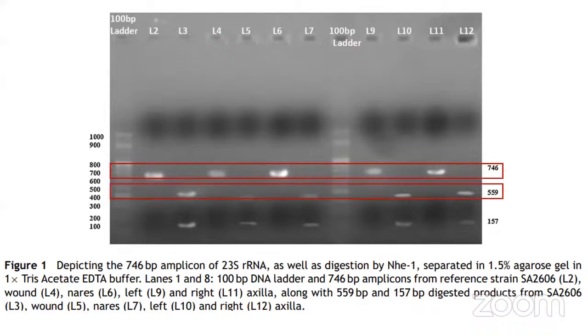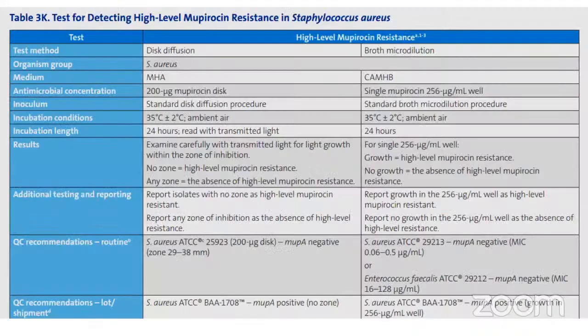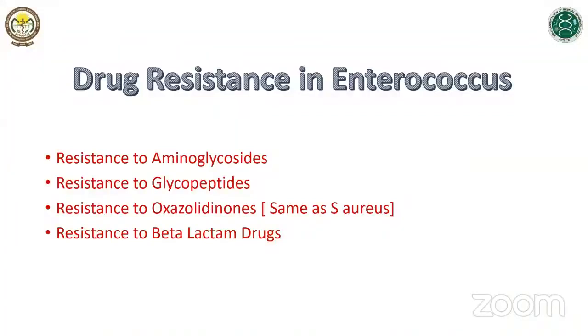So similarly, in this case also, we did the PCR RFLP, and we found that the mutation was present. And in table 3K, that tests the mupirocin disc using the 200 microgram mupirocin disc, again 24 hours incubation time, and read with transmitted light, we see the growth. It is typical for high level mupirocin resistance, that is MICs of more than 512 microgram per ml.